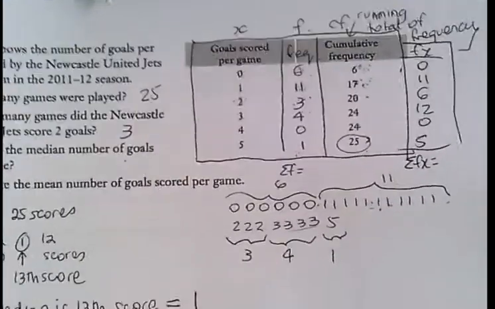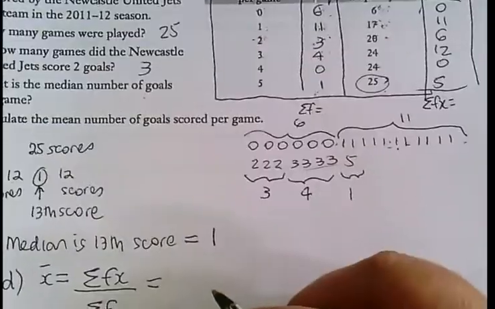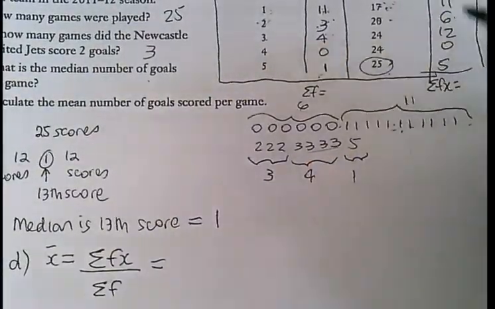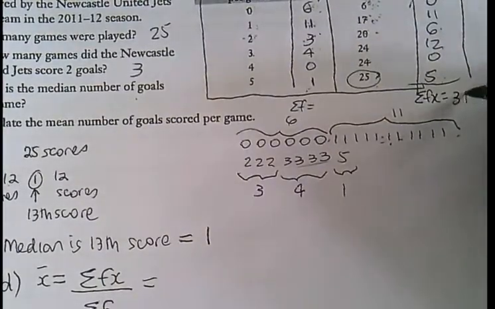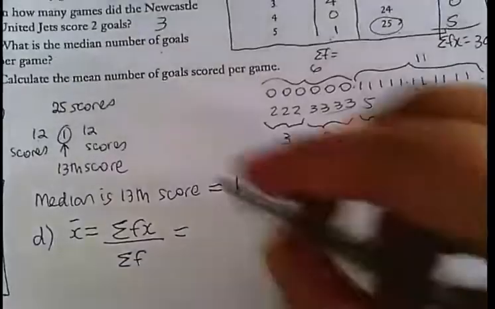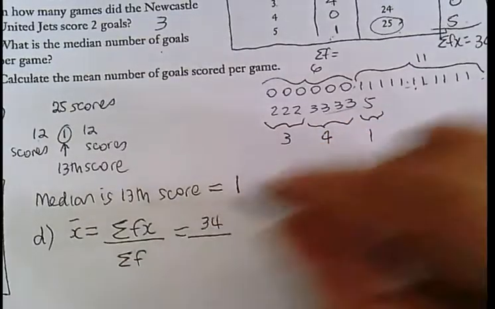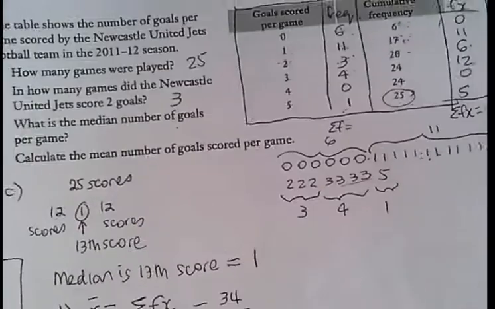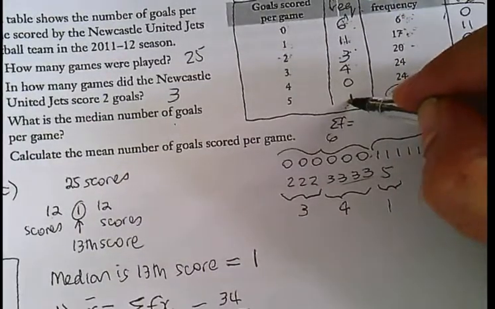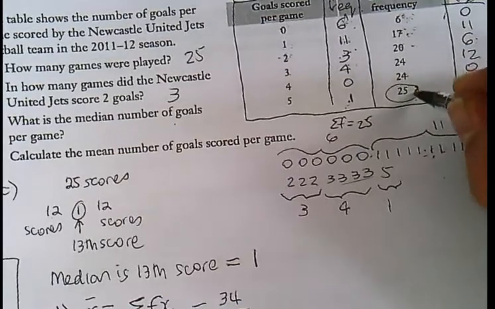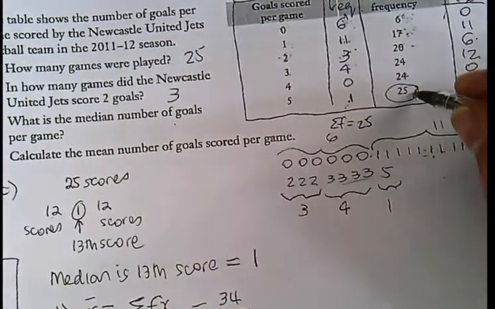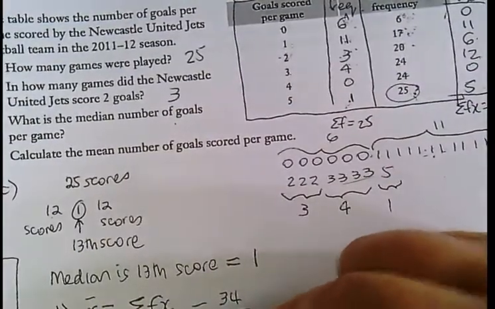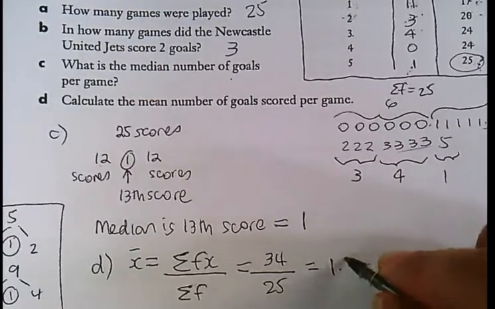Now, adding them up, and I might just show the working, I've got 17 and 29, 34, I think. 34. So they add up to 34. 34 over, what do the frequencies add up to? 25. The frequencies add up to 25. The frequency sum is always the same as the last number in cumulative frequency. And we get 1.36.